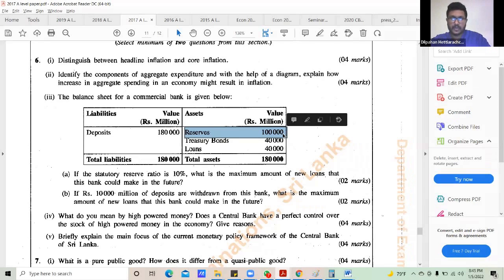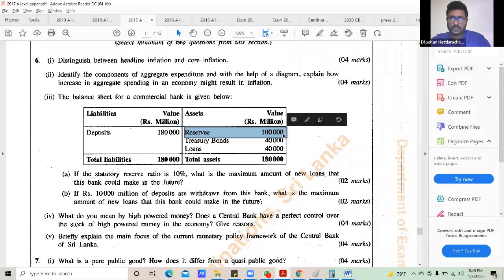So here they are holding 100,000. And then we have treasury bonds and loans. Normally for a normal business, a loan is a liability. But here, this loan is an asset. Why? This is a bank. Banks provide loans for their customers. So this loan is an asset for the bank. They have granted loans and they will get that money back one day from their customers. So this is an asset for the commercial bank.